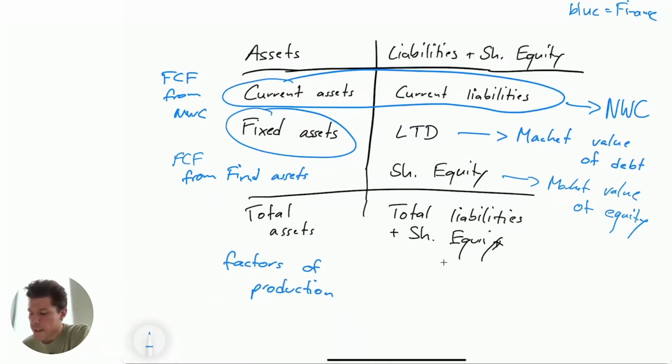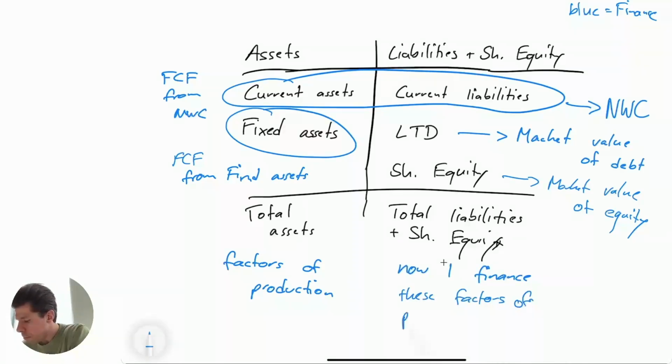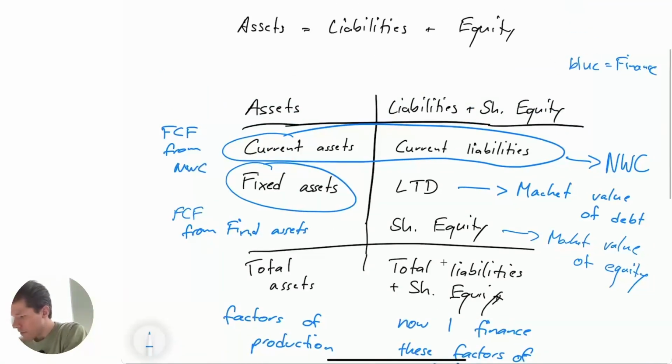And then on the right-hand side, how I finance these factors of production. Yeah, so just to get an idea, on the left-hand side, how you generate value. On the right-hand side, how those factors of production are financed. Yeah, that's all about balance sheet that I wanted to cover for now.